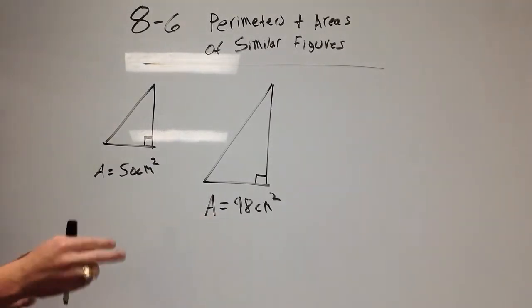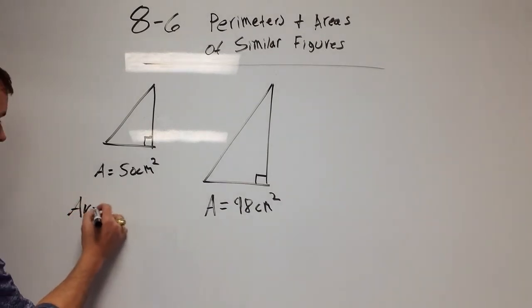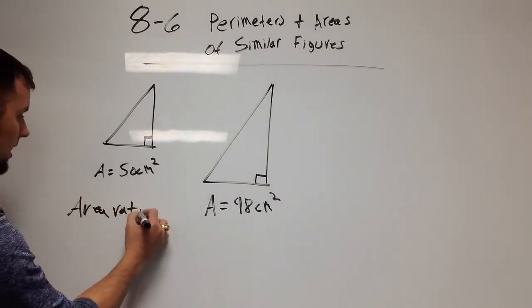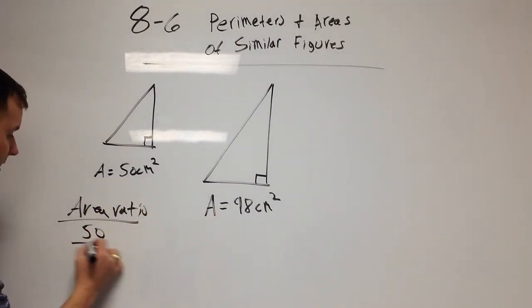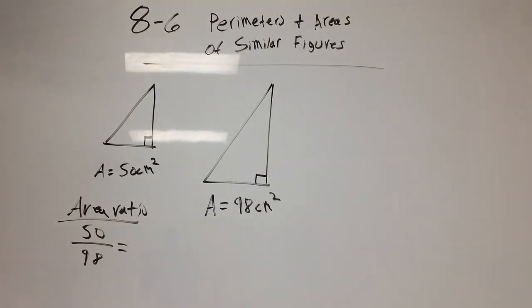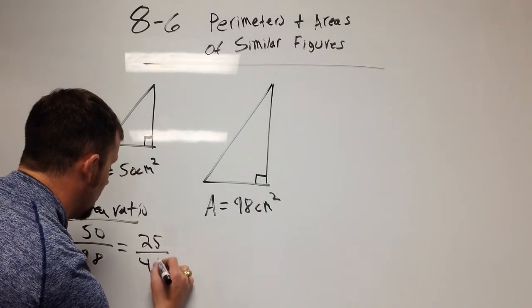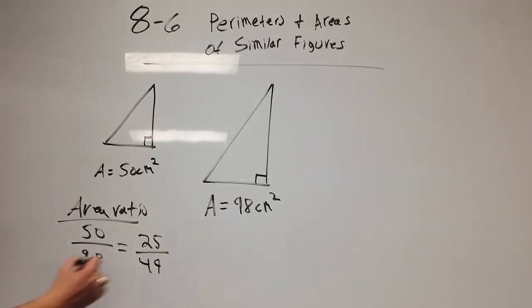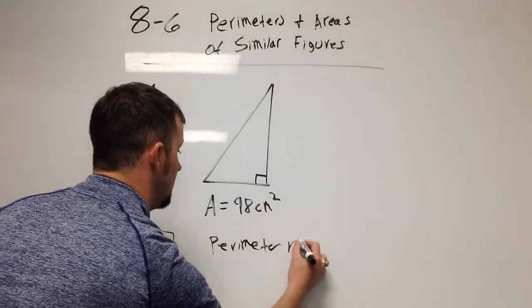So basically what I'm going to do is I'm going to create an area ratio first. So area ratio, all I'm going to do is take the bigger one and put it over the smaller one. So I'm going to do 50 over 98. And if you actually reduced this, this is then going to turn into 25 over 49. So this right here, ladies and gentlemen, is going to be your area ratio. So now we need to turn that into the perimeter ratio.